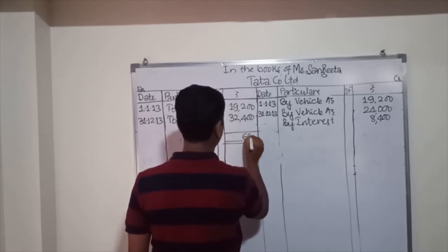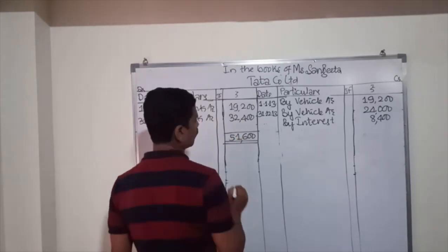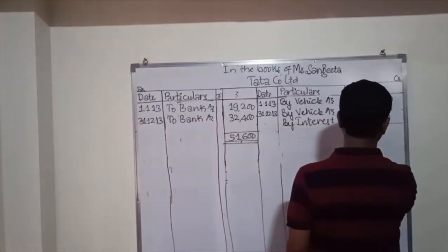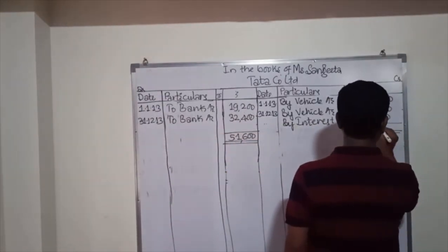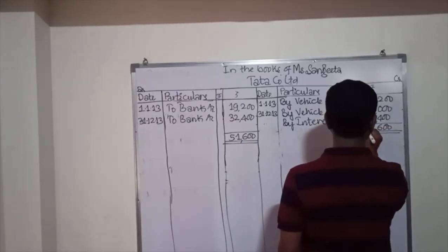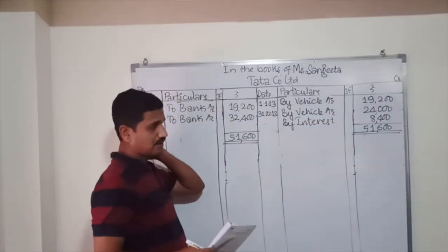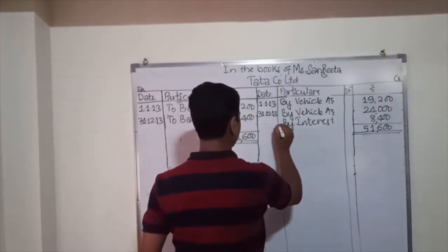So now let's balance this account for the first year. So 600 here, 9 plus 2, 11, carry 1. So 51,600 here also. Let me check here. So 4 plus 2 is 6, 8 plus 4, 12, 12 plus 9, 21, carry 2. So 51,600.